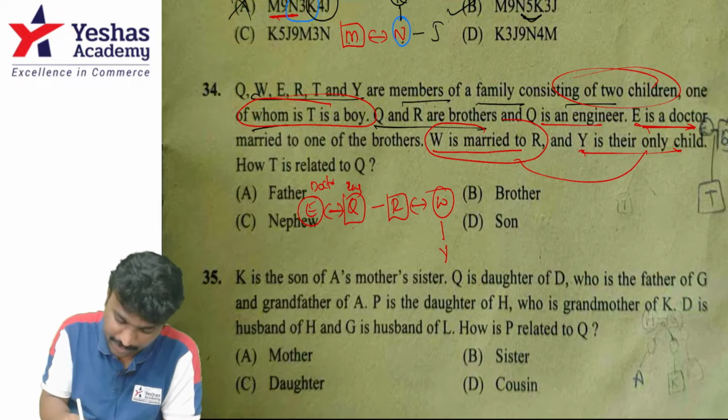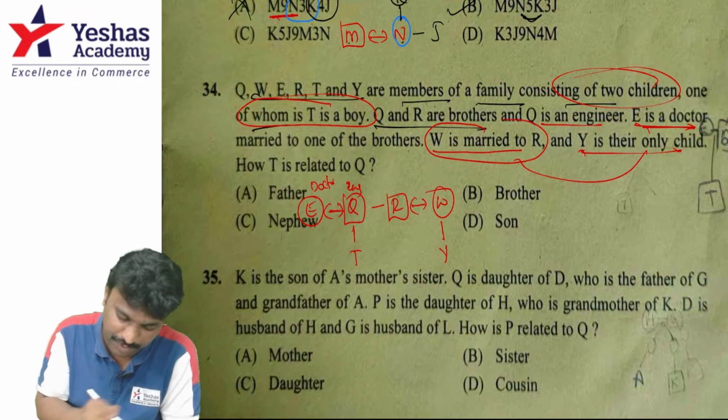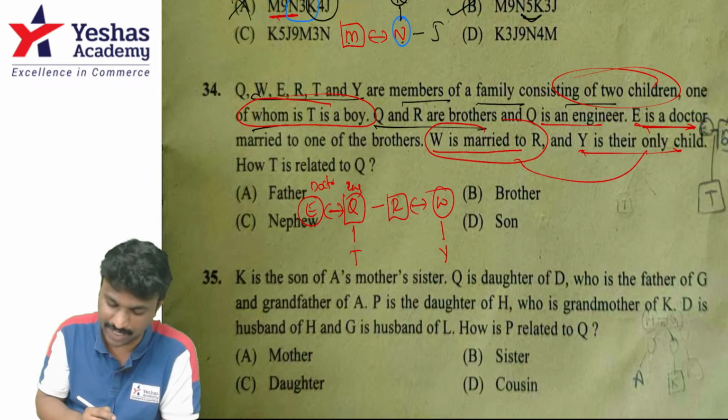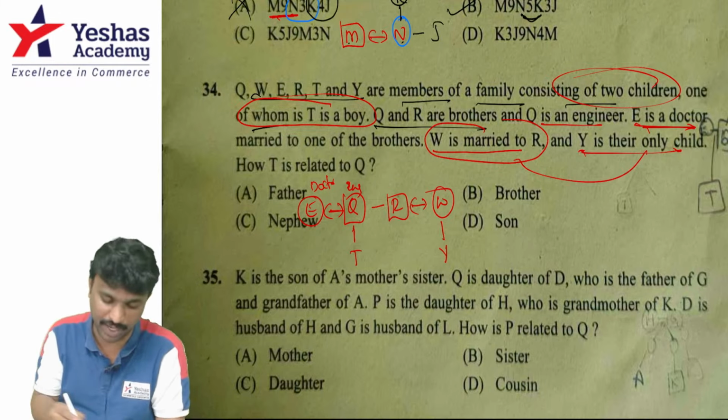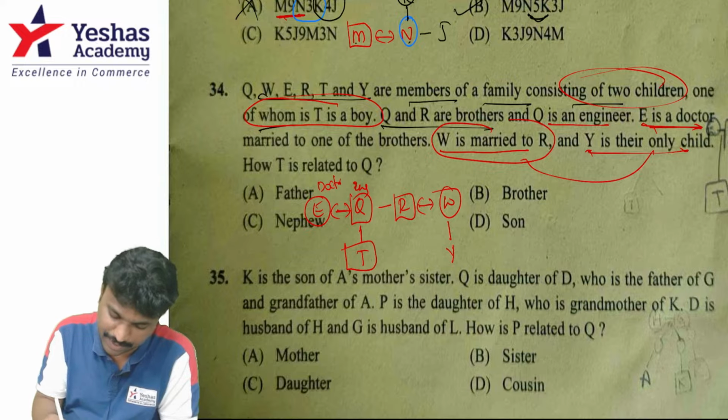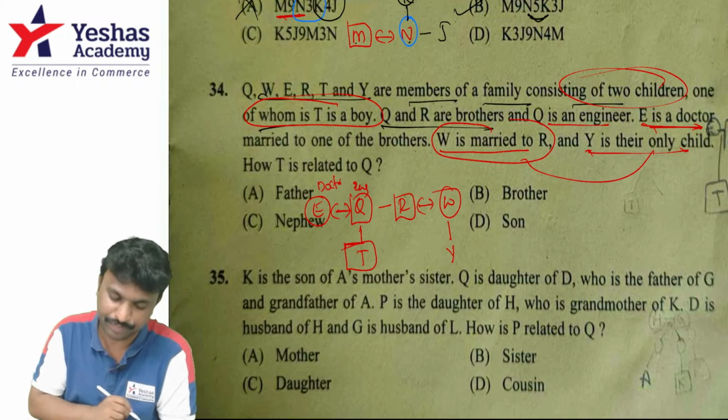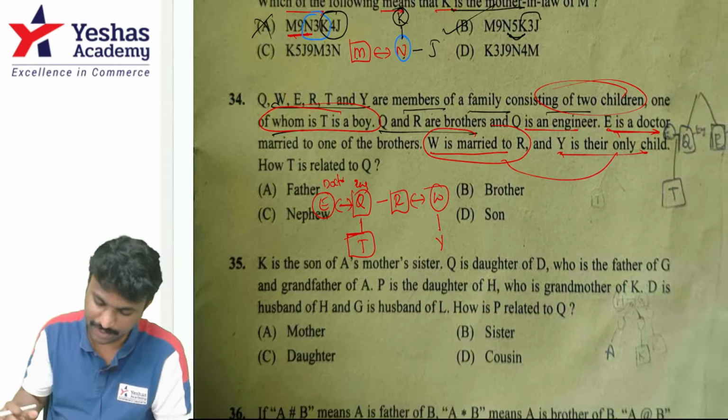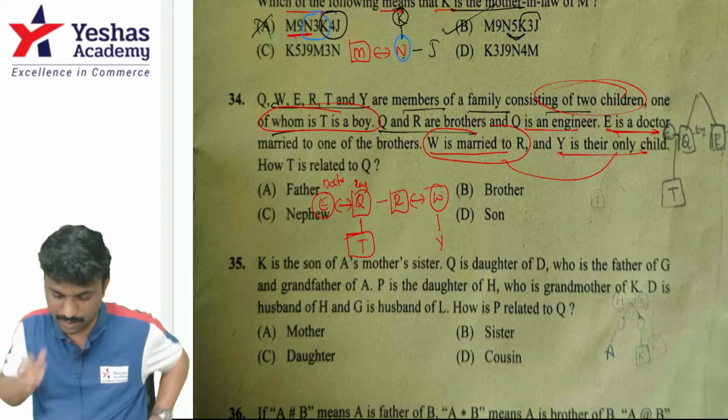That boy should be a child to whom? Obviously E and Q, because R and W have only one child. So T is a boy. That means Y should be a... Now, do we know Y? We don't know the gender of Y.